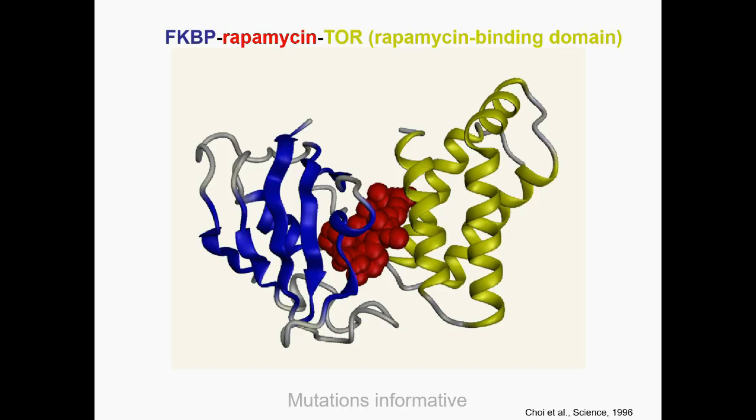So these mutations turned out to be extremely informative. They elucidated the mechanism of action of rapamycin, the fact that it has to form a complex with FKBP first, and then this binds directly to TOR. Why we need FKBP, I'll come to later.